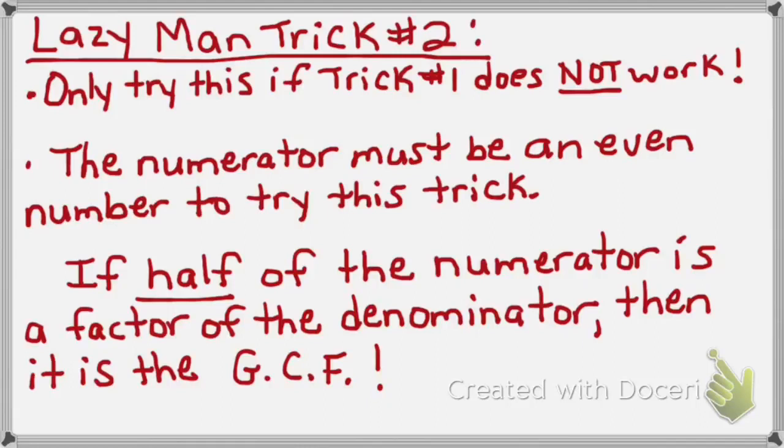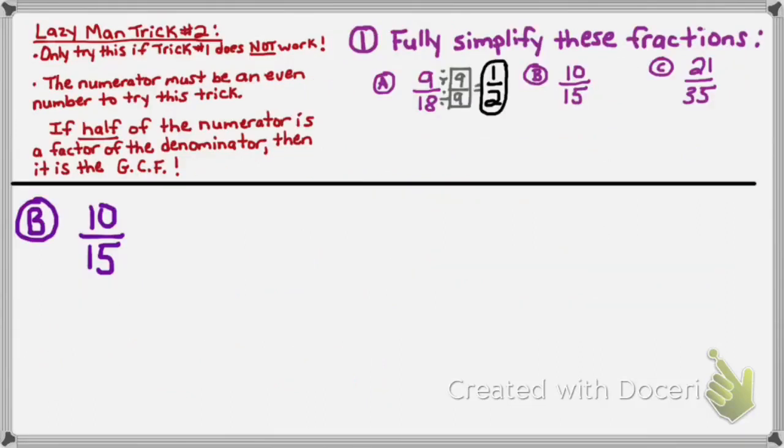If half of the numerator is a factor of the denominator, then that's the GCF. So let's see how this works in the next example. The fraction for example B says 10/15. Now remember, lazy man trick number 2 says only try this trick if trick number 1 does not work. We tried trick number 1. It did not work. 10 was not a factor of 15. So trick number 1 does not work.